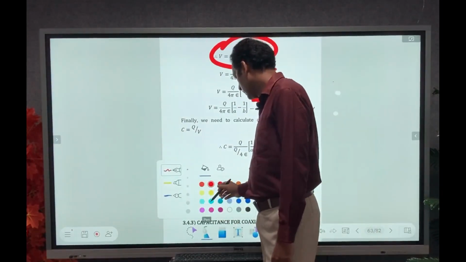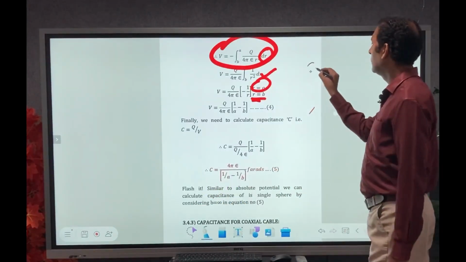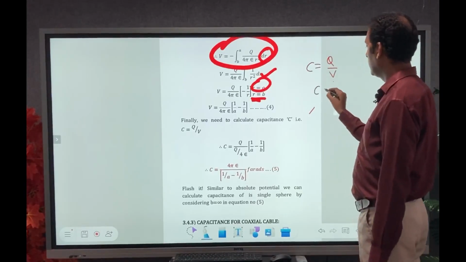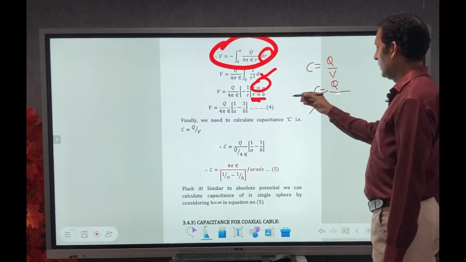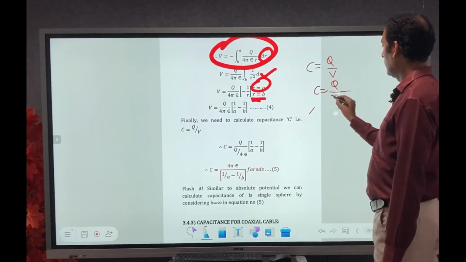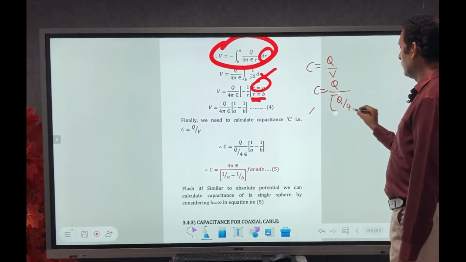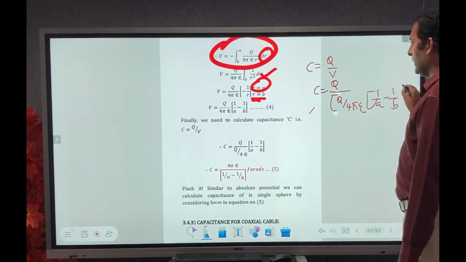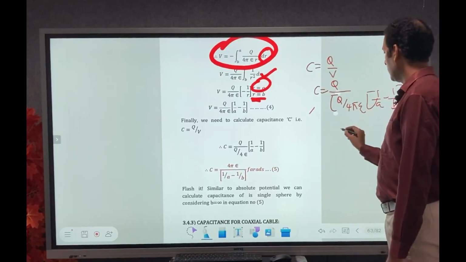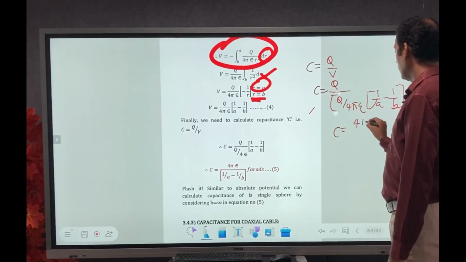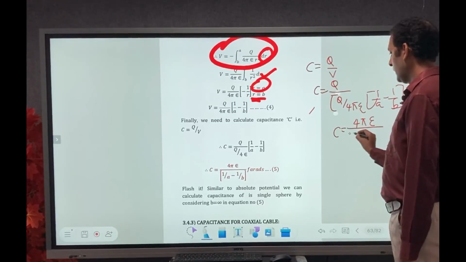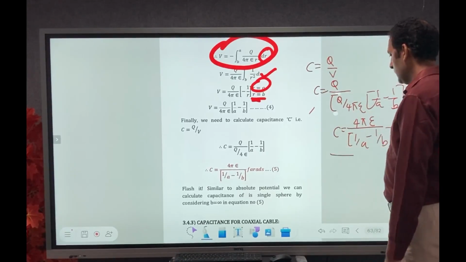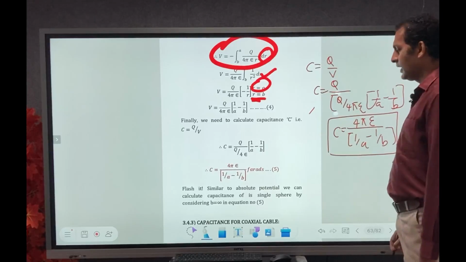Our remaining work is to just keep it in the formula C is equal to Q by V. So here we can keep C is equal to Q upon, we will keep the value of V as Q upon 4 pi epsilon into 1 by a minus 1 by b. Once we simplify, we will get C is equal to 4 pi epsilon divided by 1 upon a minus 1 upon b. This is the formula for capacitance.